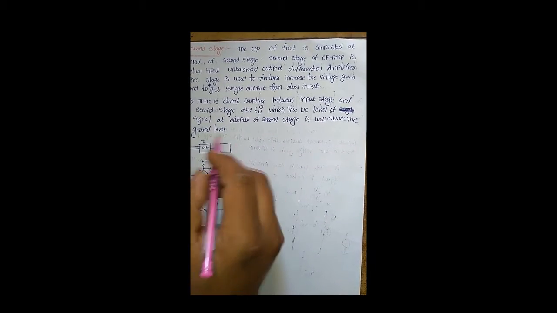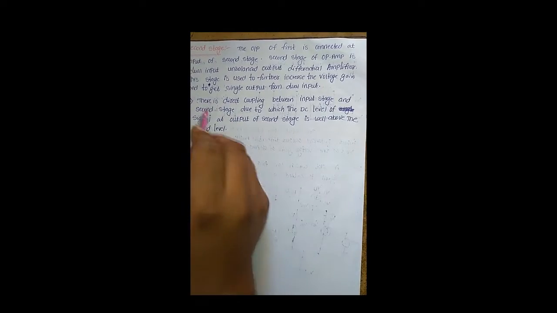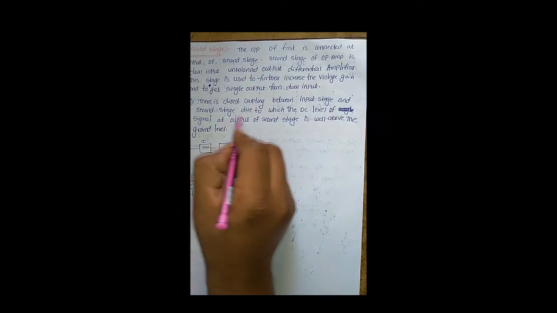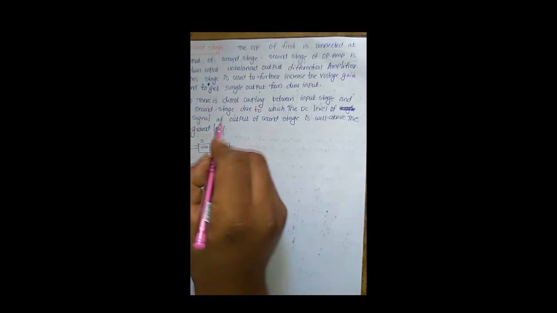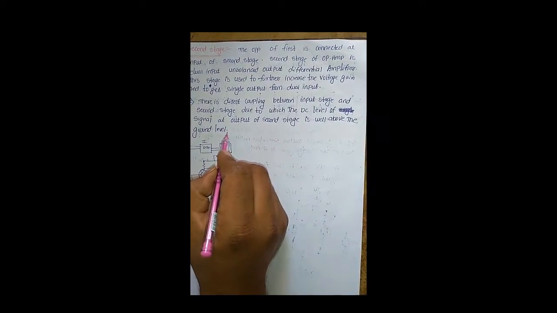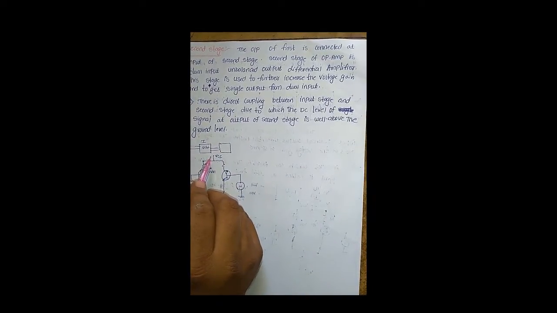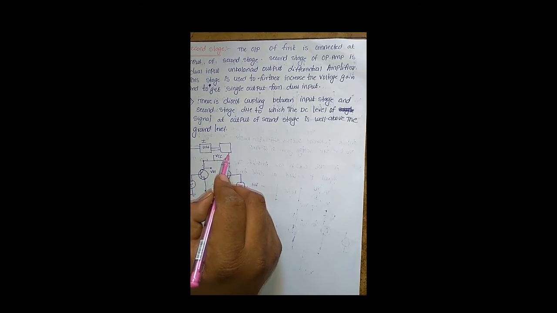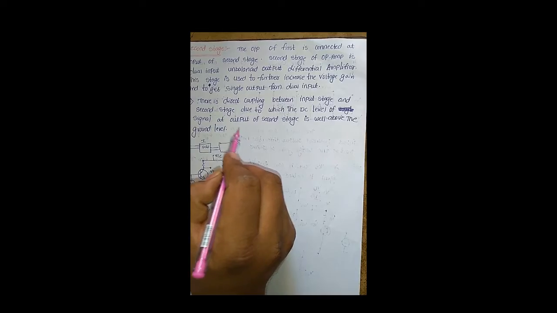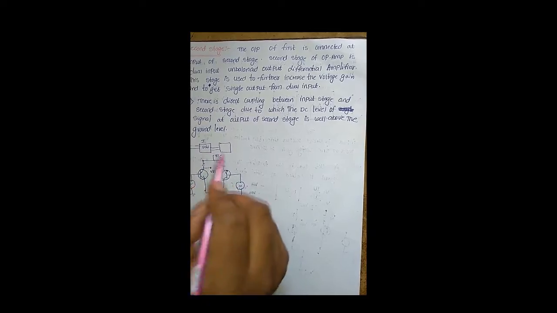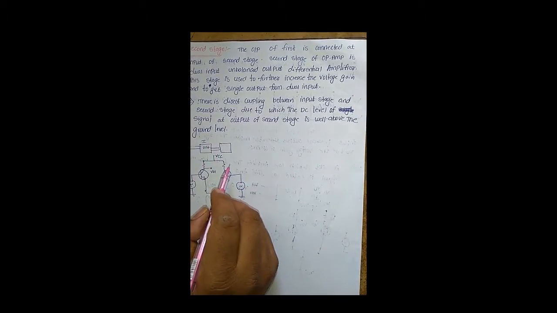One more point about the second stage: there is a direct coupling between the input stage and the second stage, due to which the DC level of the signal at the output of the second stage is well above the ground level. It means that when we cascade the first stage and second stage differential amplifiers, we are not using coupling capacitors, and coupling capacitors can block the DC. If we do not use a coupling capacitor, the input signal DC level can be improved.